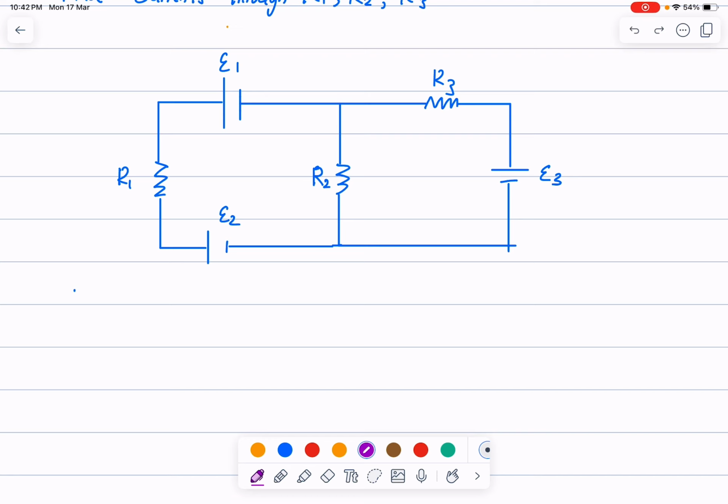Let's say that the current coming out here is I1, which is equivalent to the current here, which is also I1. However, here there is a junction, so the current diverges. So let's call this I2, and let's call this I3.